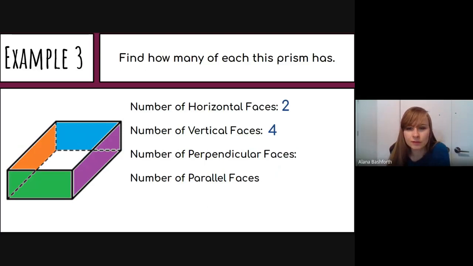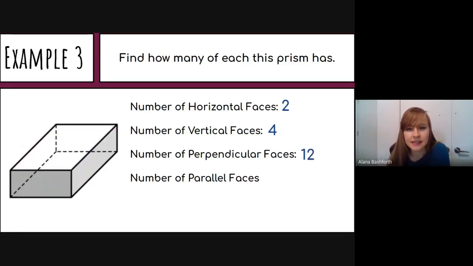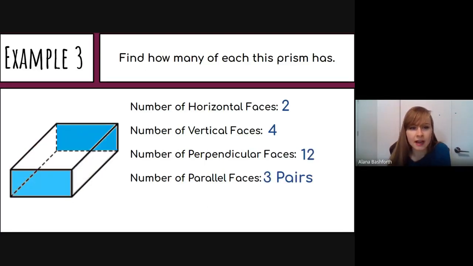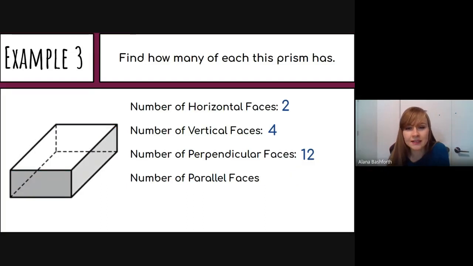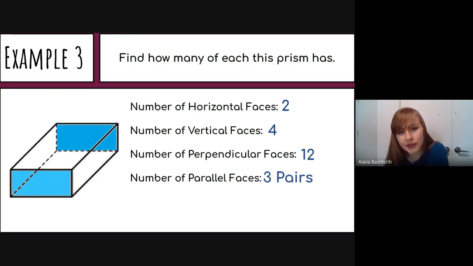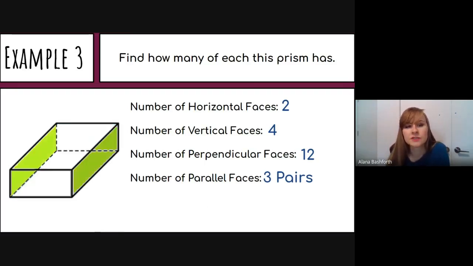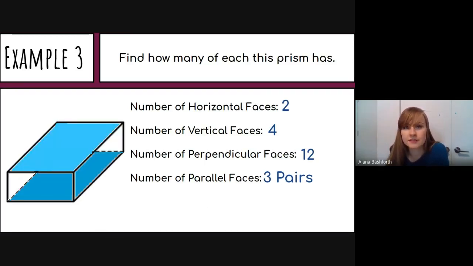Then number of perpendicular faces is 12. And I did not want to color those in. It took me a long time to do the other one, but I'm sure you could figure it out. And then number of parallel faces, there are 3 pairs. So here's 1 pair, 2 pairs, and 3 pairs.